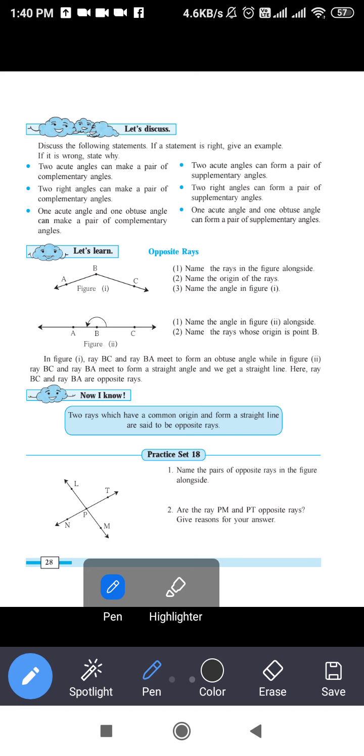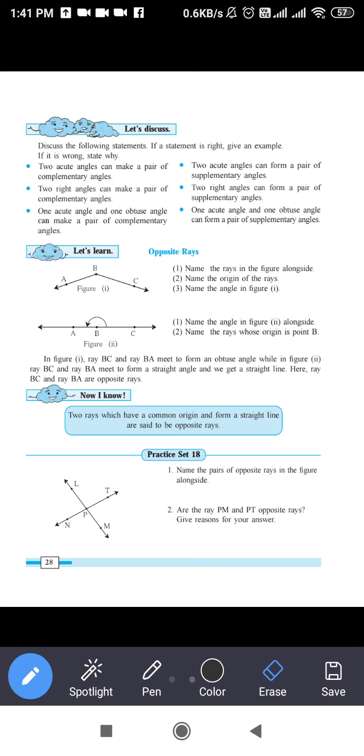Now the second one, name the angle in figure 2. Now here you can see it's the zero angle or 180 degree angle, right? Ray AB and BC are forming a 180 degree angle. These are the two rays, whose origin is B.